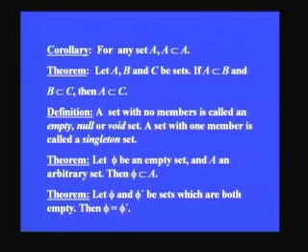A set with no members is called an empty or null or void set. This is denoted by phi, and a set with one member is called a singleton set. Let phi be an empty set and A is an arbitrary set, then phi is contained in A. Okay. How do you prove that?